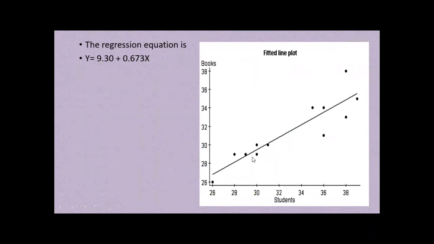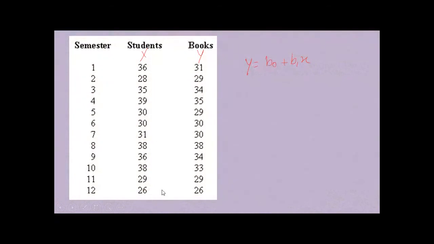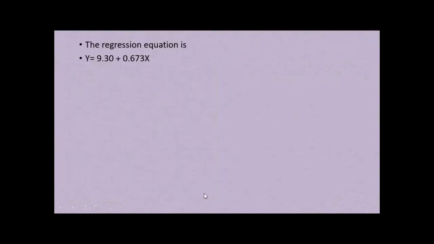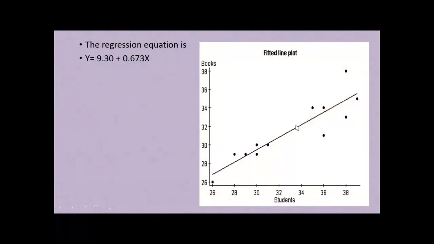Now the dots are the data given here. Against 26 students, what is the number of books? You can check, 26 students, 26 books will be there in the data set. See here in the last row: 26 students, 26 books. So all the data have been arranged in ascending order, and the dot plot has been drawn. Scatter graph, you can say.